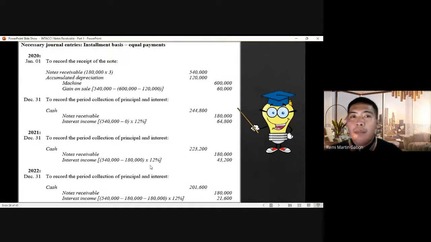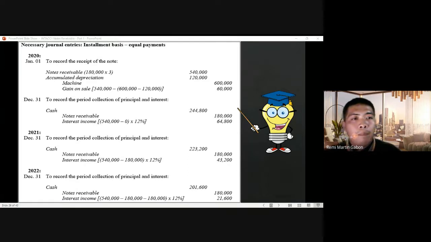So for equal payments, yan. To record the receipt of the note, we debit notes receivable, 180,000 times 3, kasi lalahatin natin sa journal entry. That would be 540,000. Debit agad accumulated depreciation, credit ng machine, then credit gain on sale. Yan. The same pa rin actually yung amounts. Yung binago ko lang naman is the assumption of the installment basis.